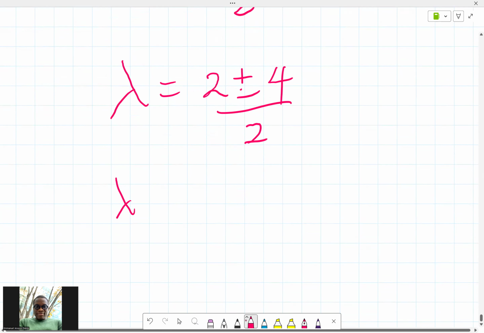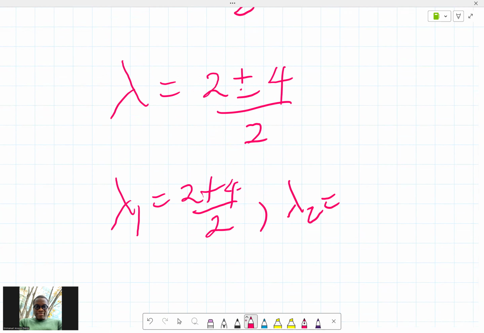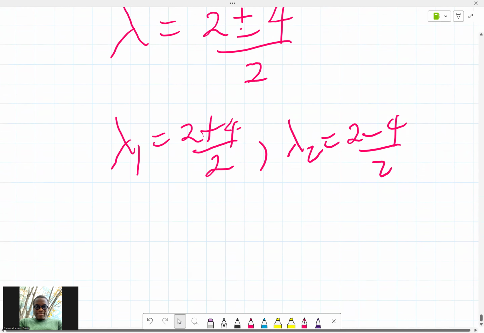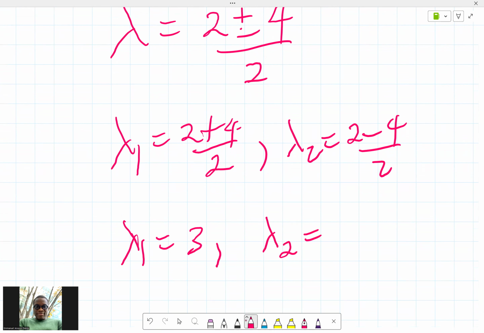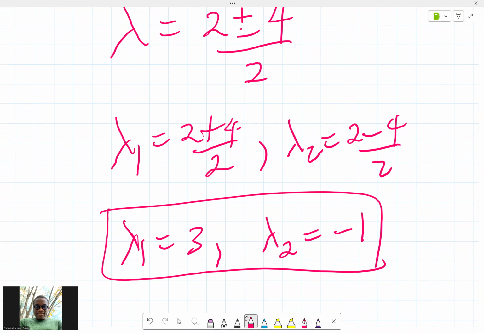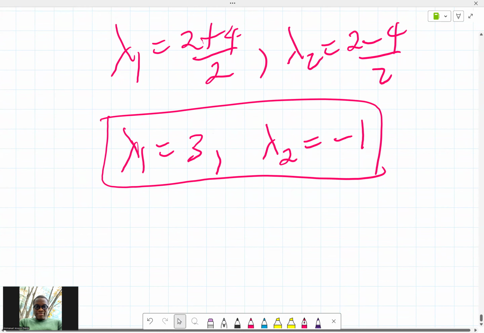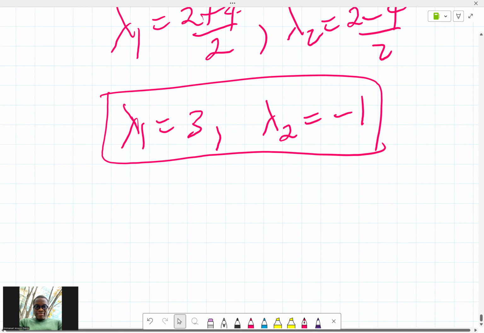So lambda 1 is equal to 2 plus 4, all over 2, and lambda 2 is 2 minus 4, all over 2. So lambda 1 is 6 over 2, that's 3. Then lambda 2 is minus 2 divided by 2, that's minus 1. With this now, this is a saddle because one is positive and the other is negative.